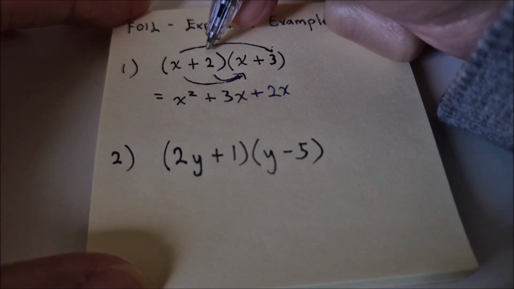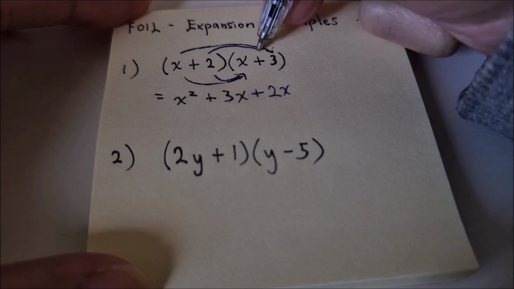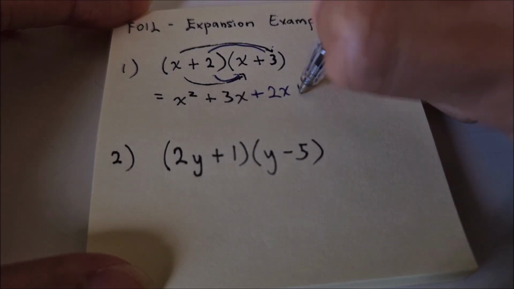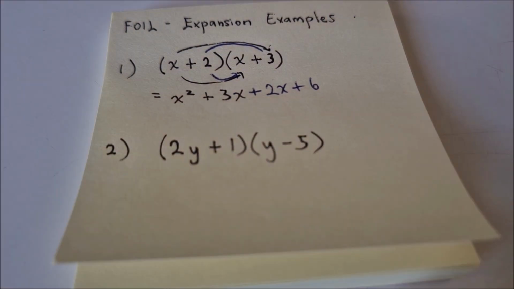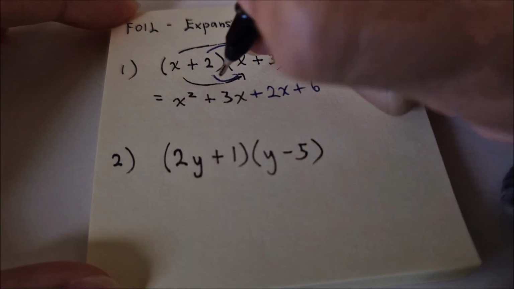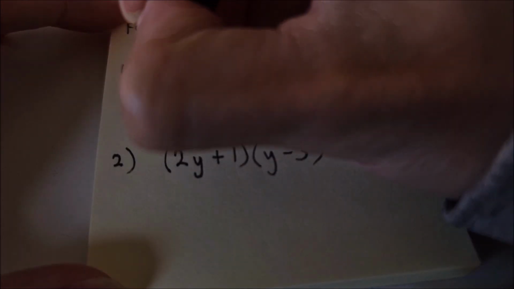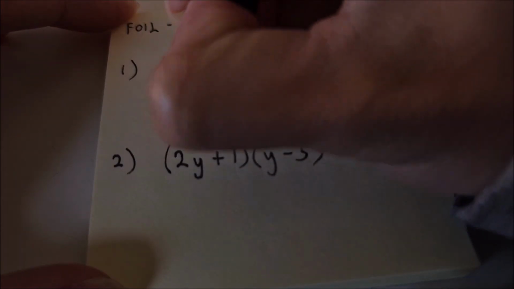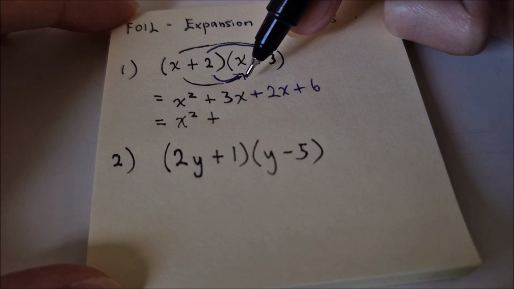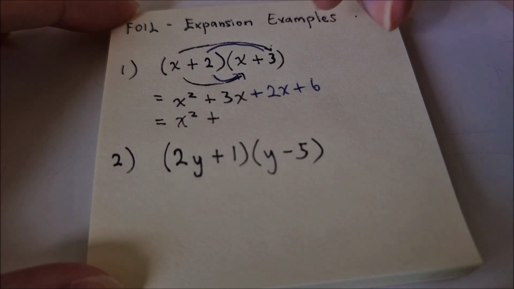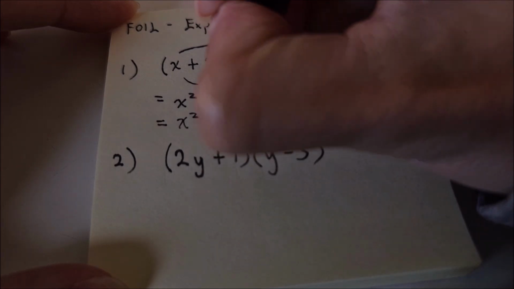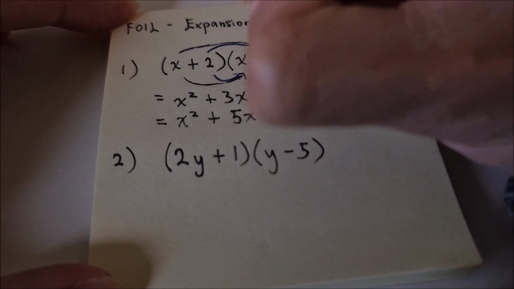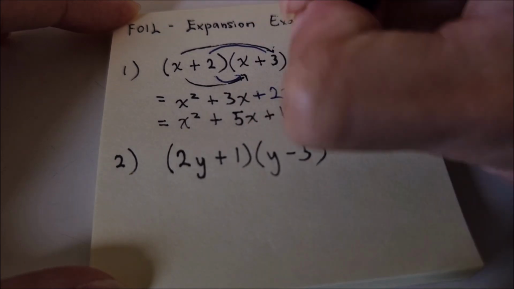And then at the end we have 2 times 3, plus 6. Then we can simplify this further. So we have x squared plus 3x plus 2x from like terms. That's just 5x. And then we have a 6. It's done.